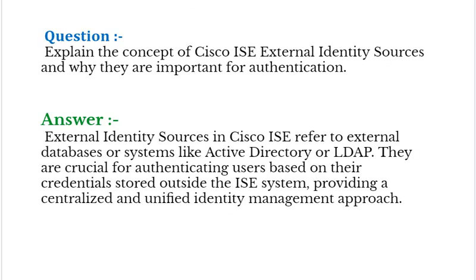Our next interview question is: explain the concept of Cisco ISE external identity sources and why they are important for authentication. Your answer should be: external identity sources in Cisco ISE refer to external databases or systems like Active Directory or LDAP. They are crucial for authenticating users based on their credentials stored outside the ISE system, providing a centralized and unified identity management approach.